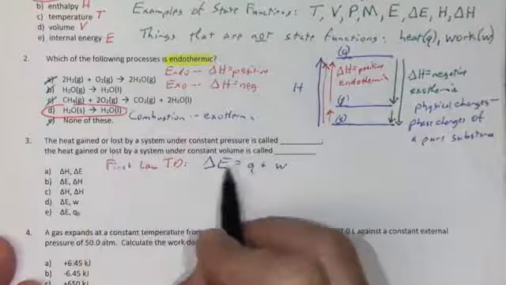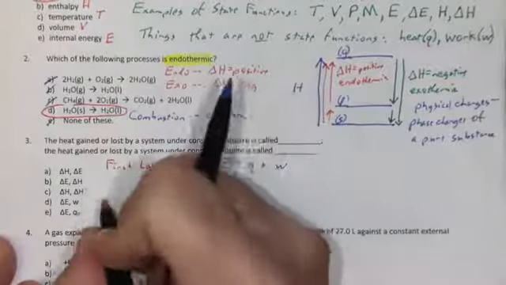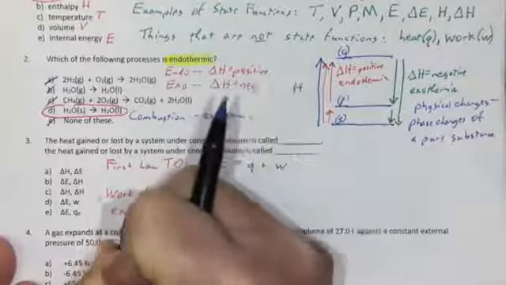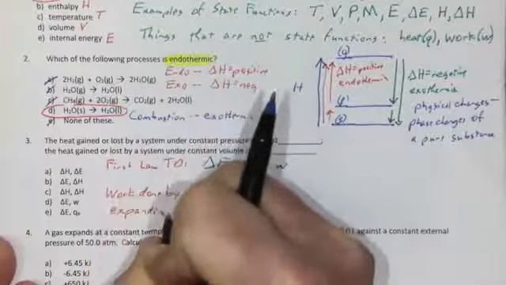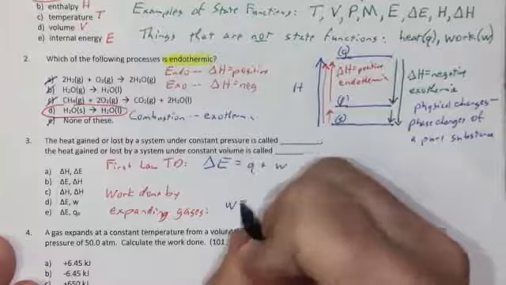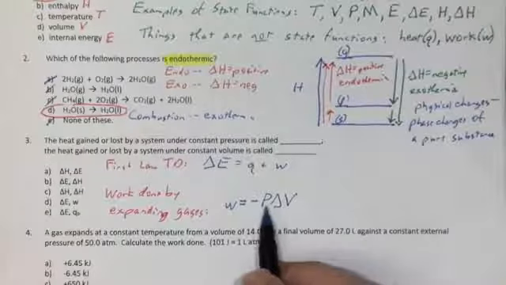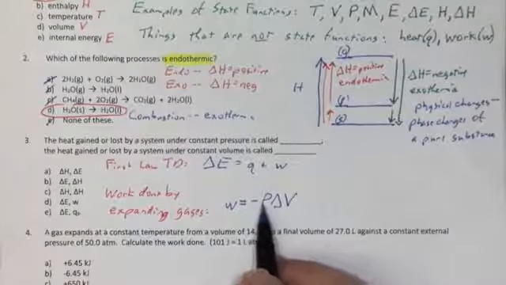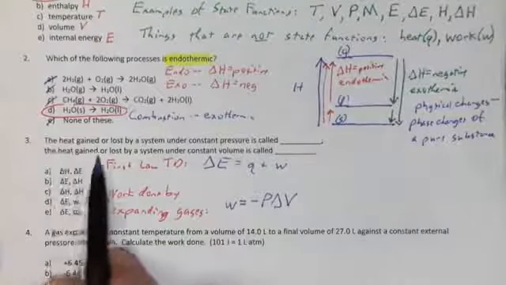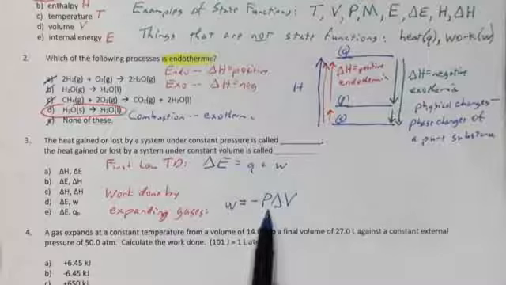Now, what you need to keep in mind is that the work done by expanding gases is negative P delta V. This is when the pressure is held constant. If you have a gas under constant pressure conditions, then work is equal to negative P times the change in volume. So if you look at the second choice, the heat gained or lost by a system under constant volume conditions.